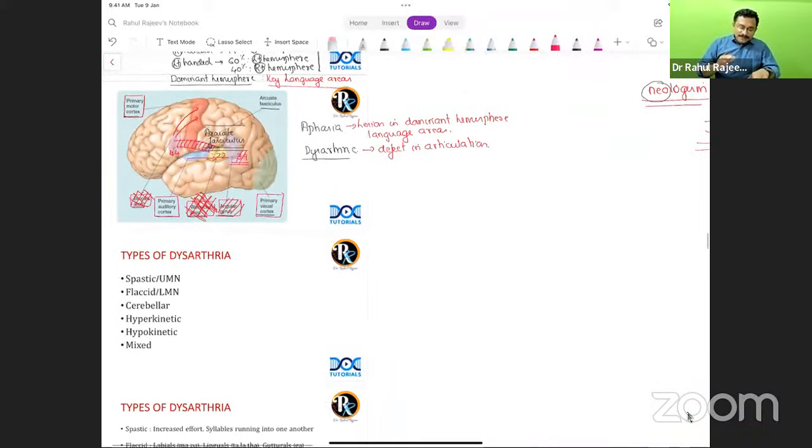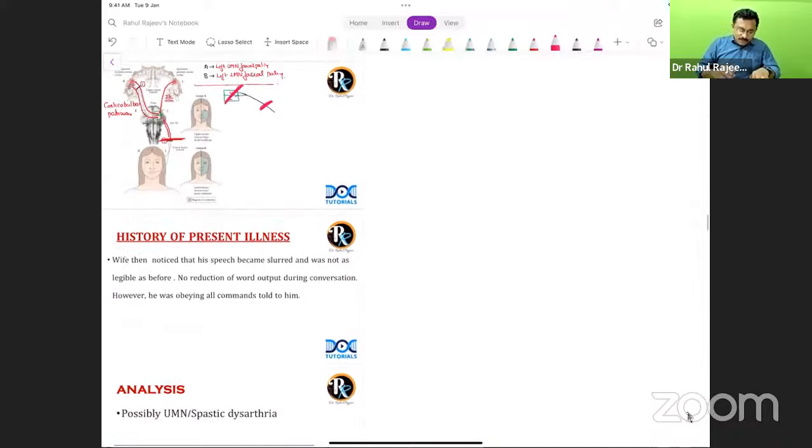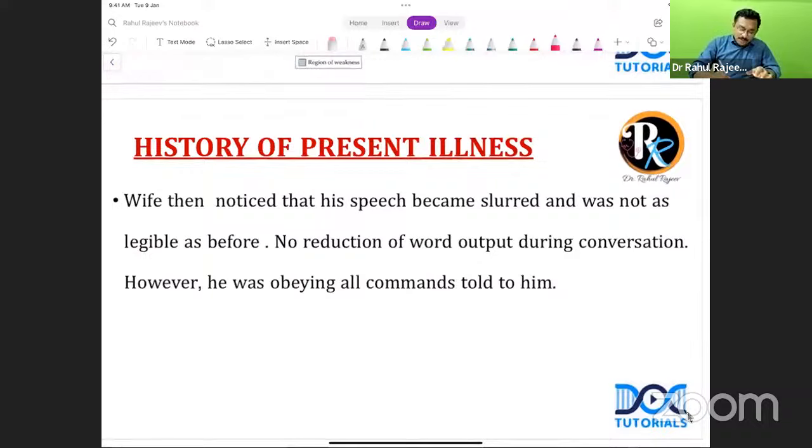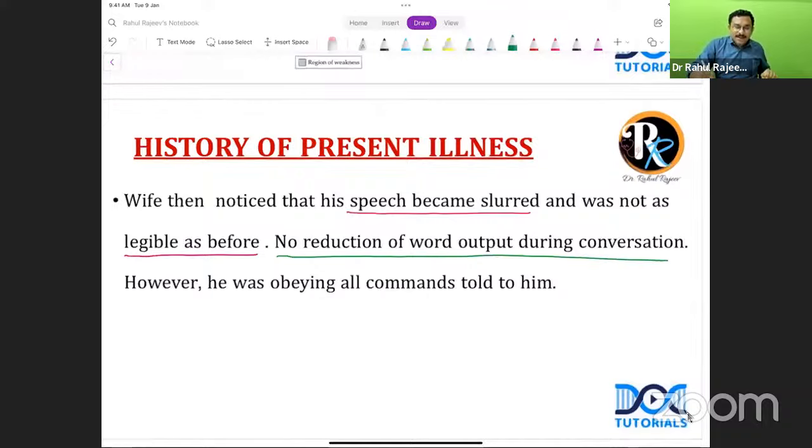Understood. Now, coming to this patient. Here the speech was slurred, and was not legible as before. There is no reduction in the word output during a conversation. So you tell me, can this be a Broca's aphasia? No, not possible. However, he was obeying all commands told to him. Can it be a Wernicke's aphasia? No, not possible. My dear students, you tell me, what is the language abnormality in this patient?